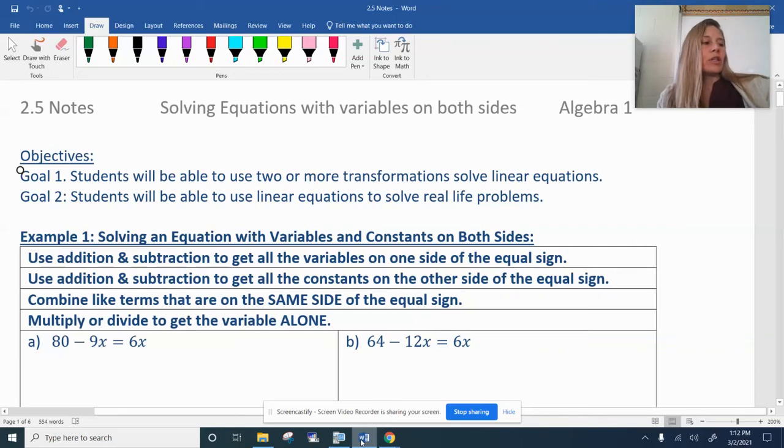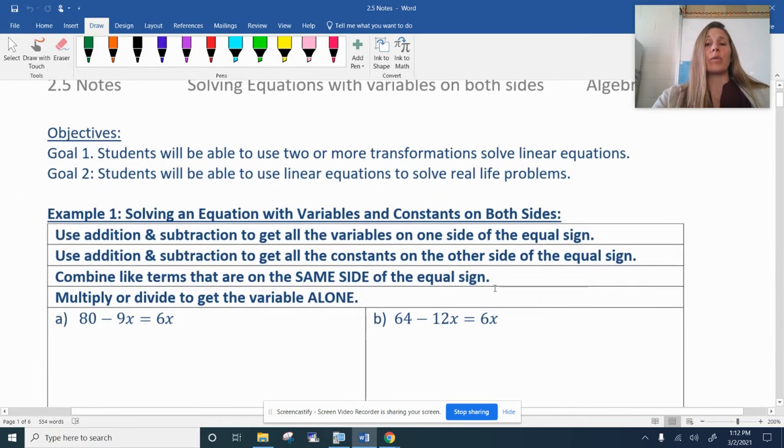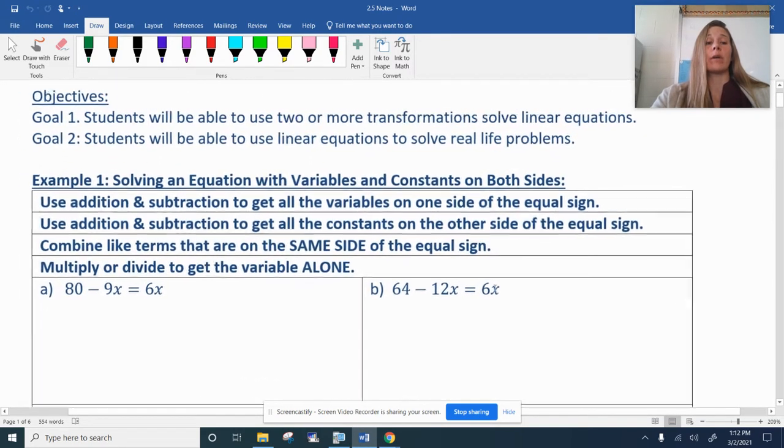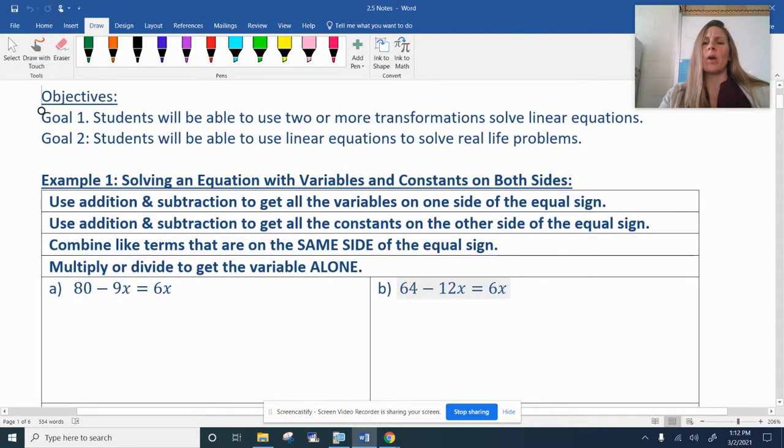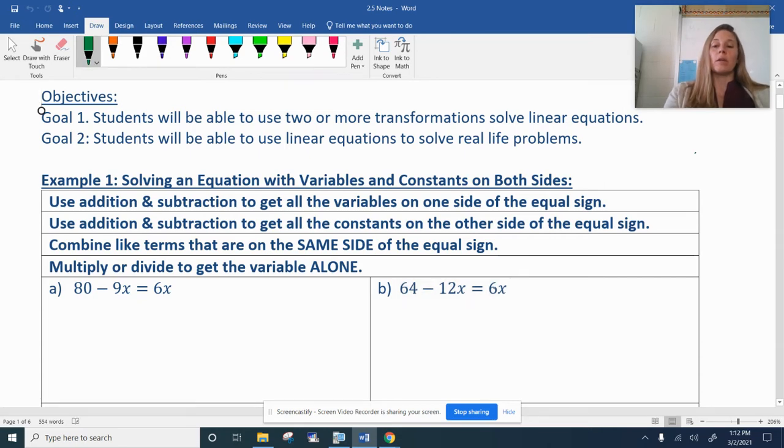All right, so today we're going to continue on with solving equations, and we're going to specifically work on solving equations with variables on both sides. So just to start out, we're going to do some equations where you have a variable on both sides, but the constant is only on one side. So in this type of situation, since we have an x on both sides, but a constant only on one side, you would want to move the variables to the opposite side from the constant.